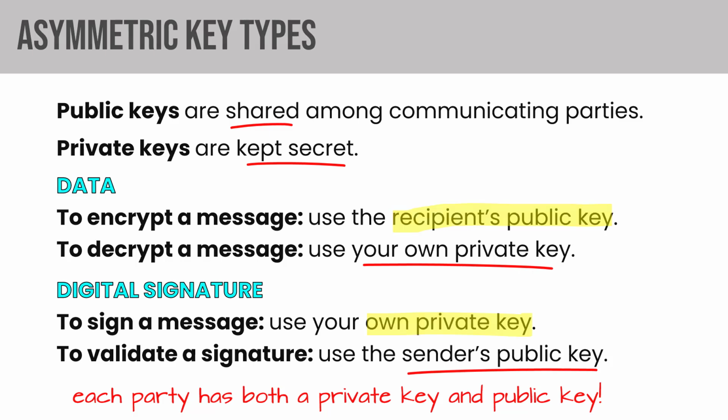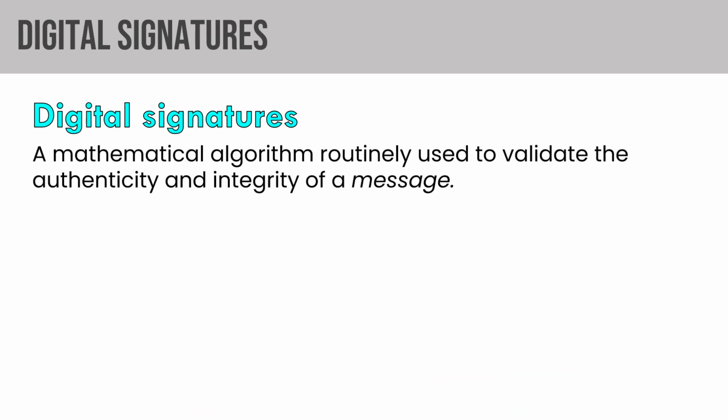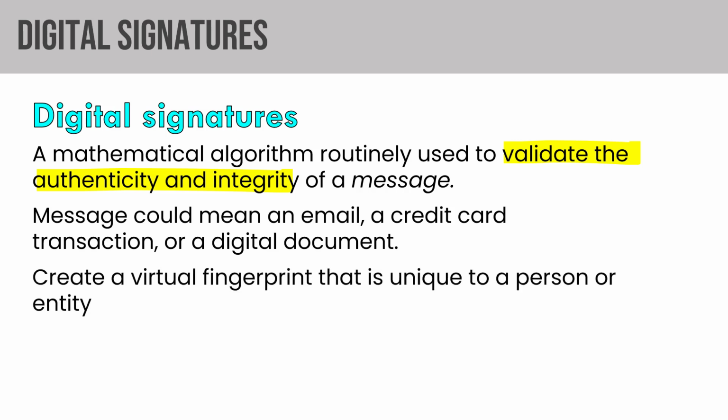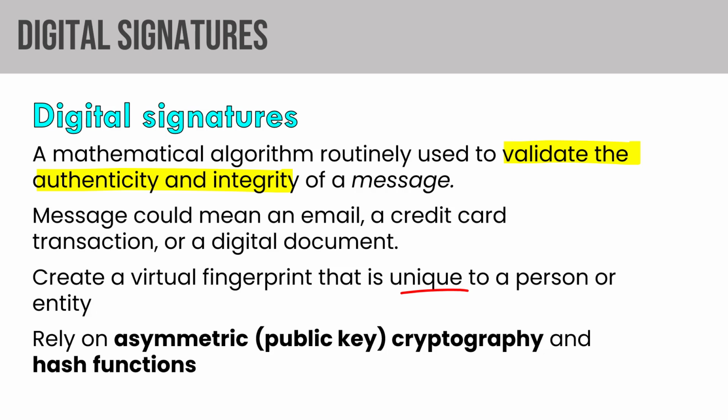Even if you're not well versed in encryption, you've probably heard the phrase digital signature come up many times. A digital signature is a mathematical algorithm used to validate the authenticity and integrity of a message. A message could mean an email, a credit card transaction, or a digital document. A digital signature creates a virtual fingerprint that is unique to that person or entity. That entity could be a person, or it could be a processing system, for example, processing transactions. Digital signatures rely on asymmetric cryptography, sometimes called public key cryptography, two words for the same name, and hash functions, which we haven't talked about yet. So let's touch on these.